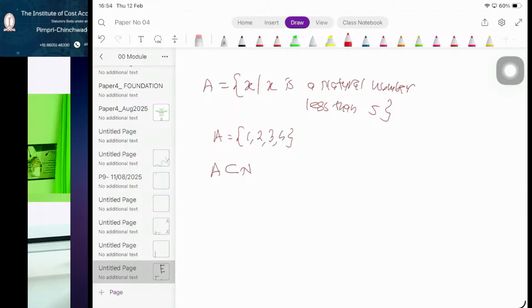A is a proper subset of capital N. N is the set of natural numbers. A is proper because N contains 1, 2, 3, 4, 5, 6, 7, 8, 9, 10 and so on and so on of natural numbers.